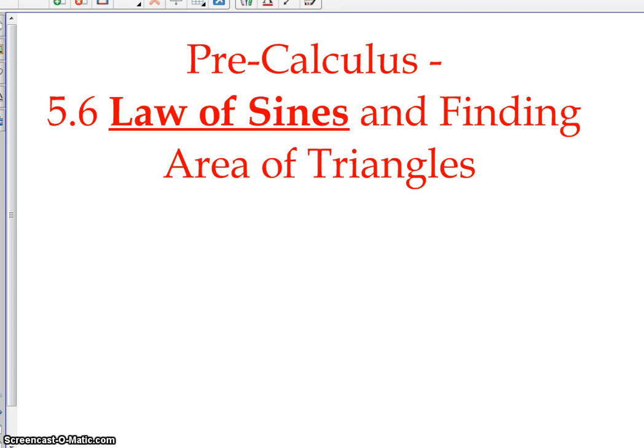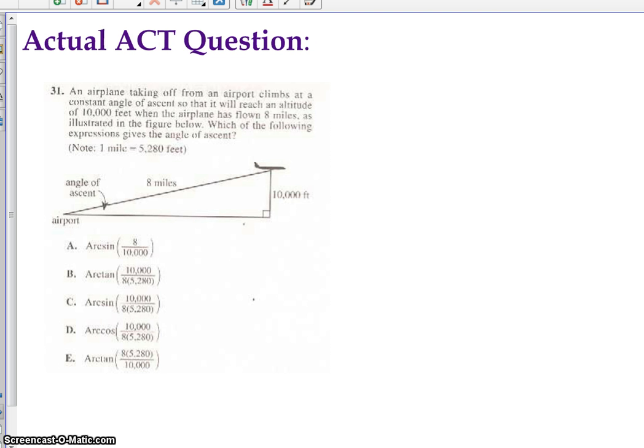So today we're going to be talking about the law of sines, and we'll have to see how long it takes. We might have to pause it and go on to a second part where we're talking about the area of triangles. Before I do that, I wanted to show you something that we've been covering.